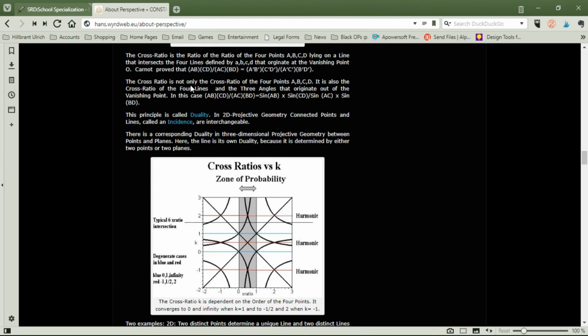But anyway, what these proofs above ultimately prove up to this point is that we have a principle called duality. In 2D projective geometry, connected points and lines are interchangeable, called an incidence. There is a corresponding duality in three-dimensional projective geometry between points and planes. So here we're talking about moving into 4D geometry. Here the line is its own dual because it is determined by either 2 points or 2 planes, right?